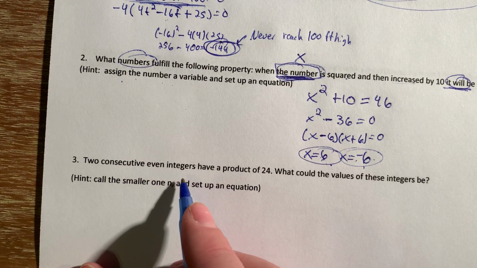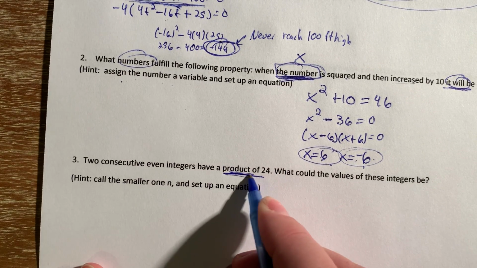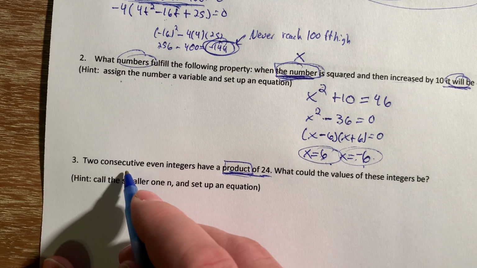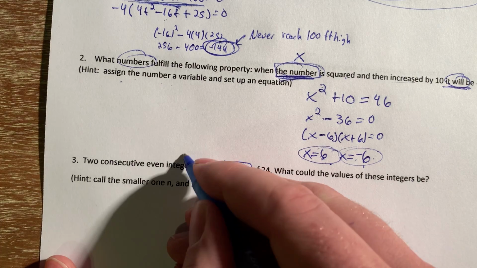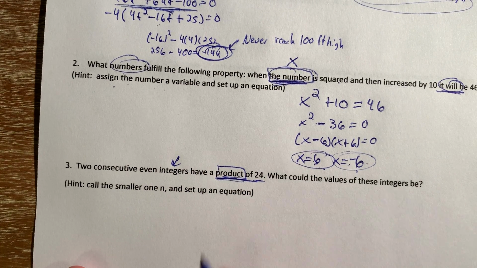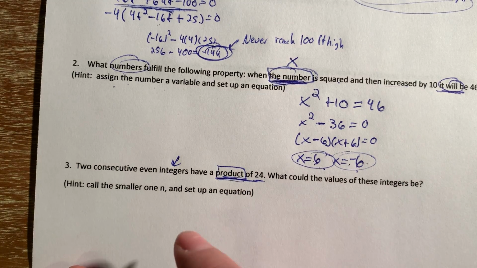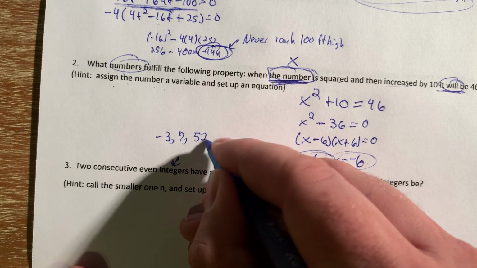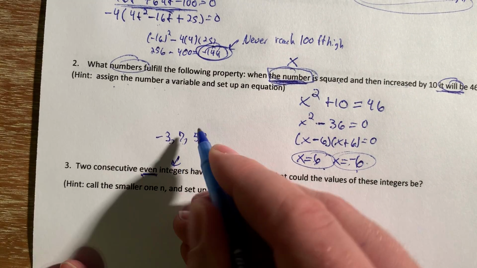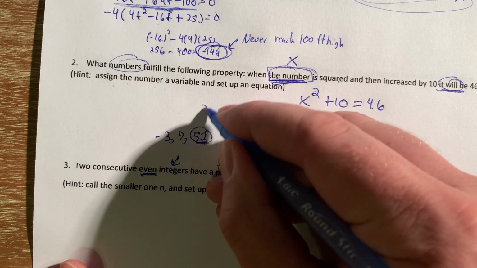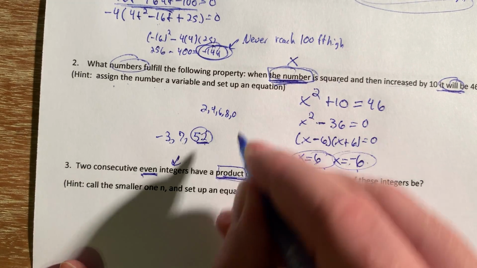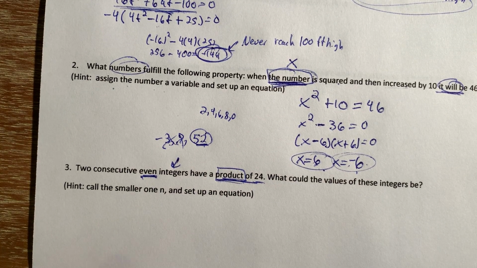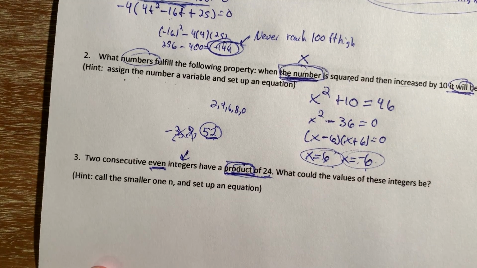2 consecutive even integers have a product of 24. What could the values of these integers be? Okay, so there's a lot going on here. We need to know what integers are, and we've talked some about this. Integers could be positive or negative whole numbers, like -3, 7, 52, all of these are integers. But it also says they need to be even integers, so that means ones that end in 2, 4, 6, 8, or 0, so not 3 or 7. So they need to be even integers, and they need to have a product of 24.